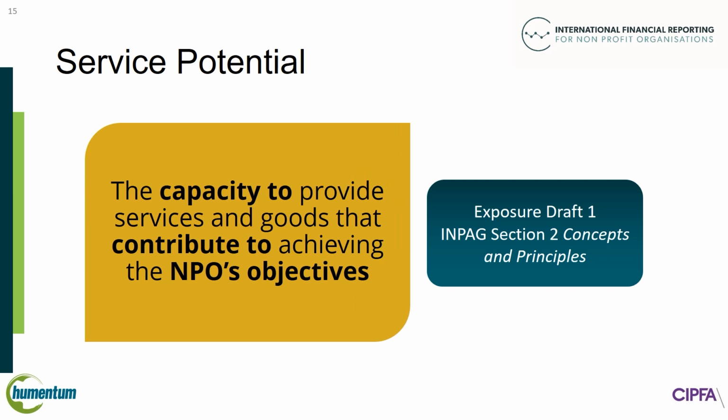Service potential is an important concept introduced in Exposure Draft 1, INPAG Section 2. It acknowledges that an asset can have value to an NPO in contributing to its objectives, regardless of revenue generation. If an item of inventory is damaged, therefore reducing its service potential, then its value is impaired accordingly.